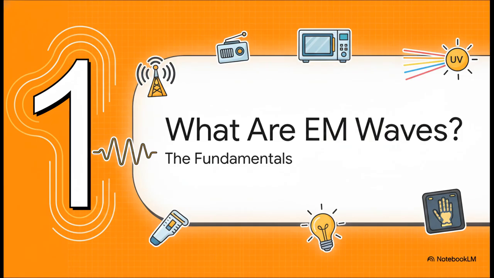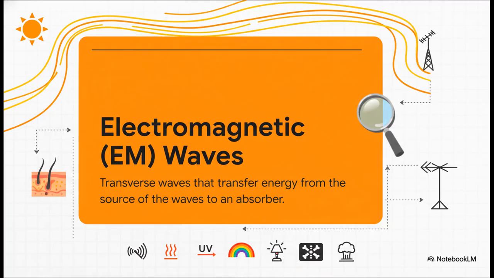What are we actually talking about when we say electromagnetic waves? Here is the core definition you've got to know. Electromagnetic, or EM waves, are all about moving energy from one place to another. They're a type of wave called a transverse wave, and their job is to get energy from a source, like a radio transmitter, to an absorber, like the aerial on your radio. Simple as that. It's just energy on the move.